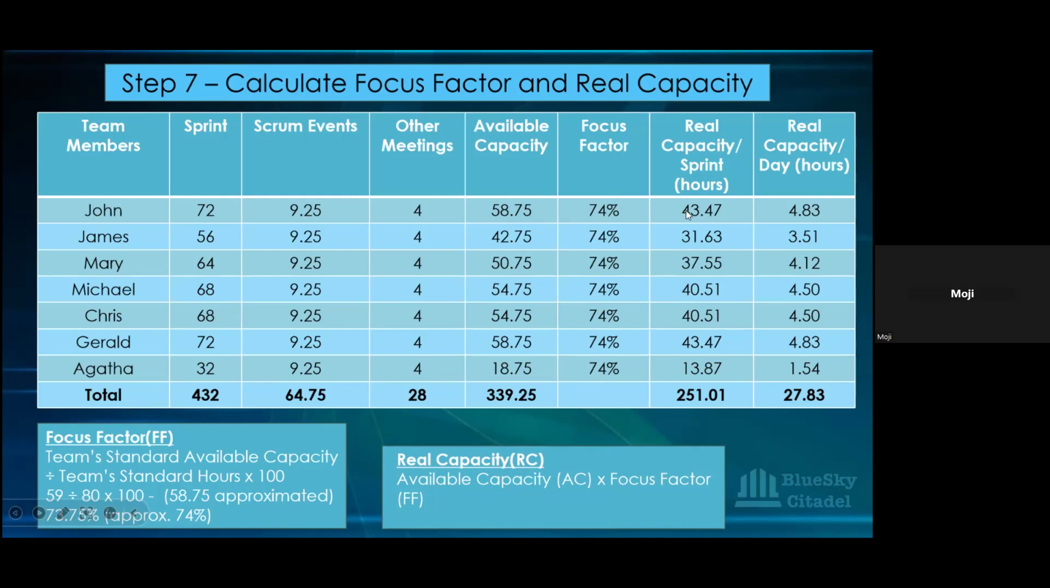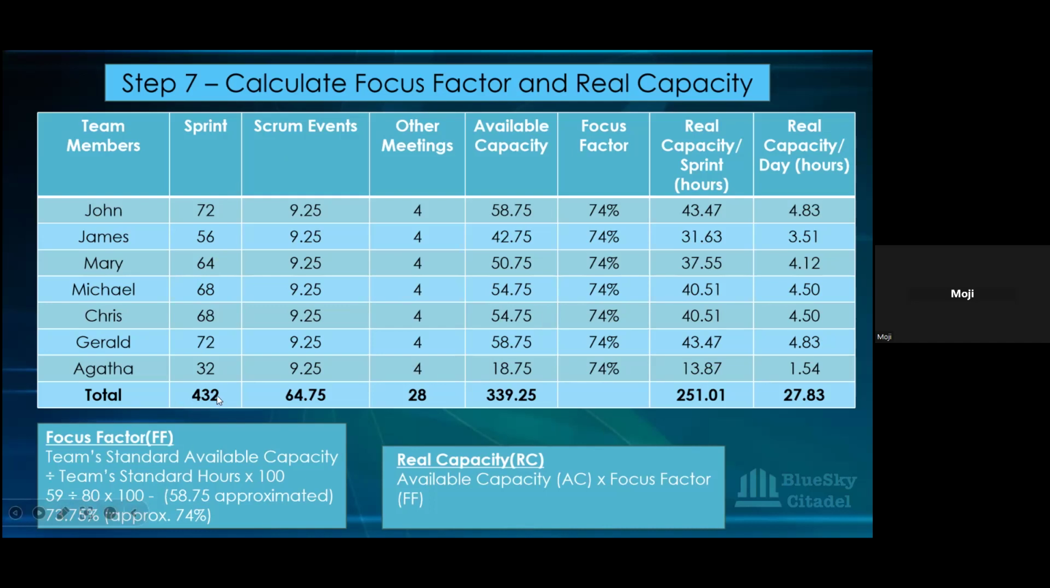Okay, so for this particular sprint in hours, John has 43.47 hours for the whole 10 days, and per day he has 4.38 hours, roughly. Let's just say maybe 5 hours per day. Remember, he's the one that didn't take any day off. For this person it is 3.51 hours per day, and this is what the person has per sprint. And then you can see it's going all the way down.